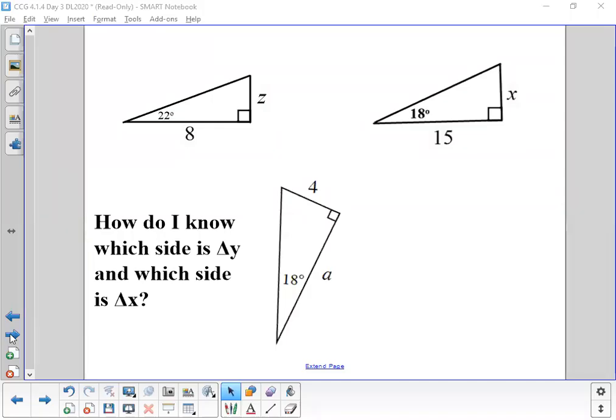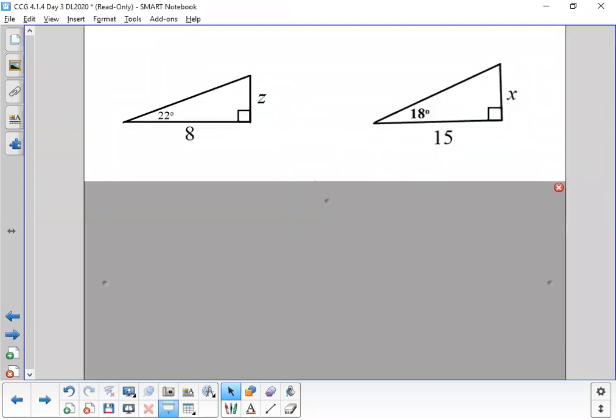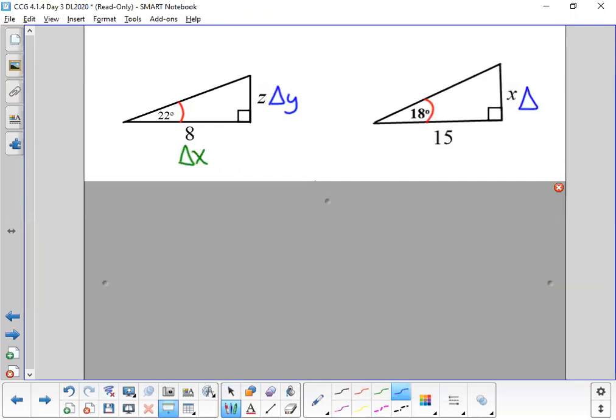When I reoriented my triangles here, I ended up with the triangles looking like these top ones instead. So when I reoriented my triangle, I ended up with my slope angle here, which meant that this was my delta y and this was my delta x for the 22-degree angle. And here, my slope angle was 18 degrees, and that made delta y the side length that's labeled with x, and delta x the side length that's labeled with 15.